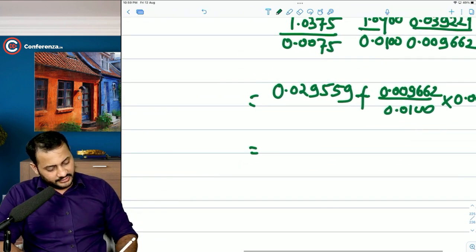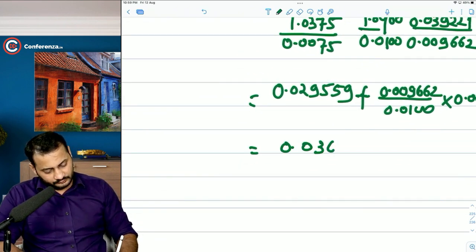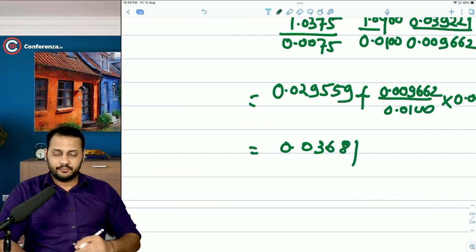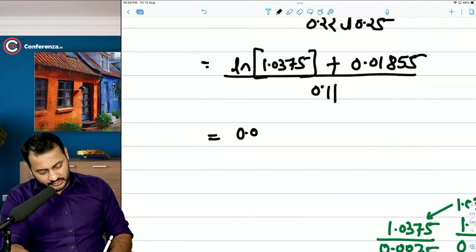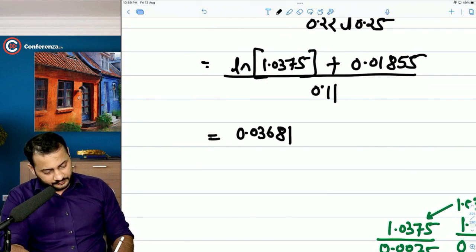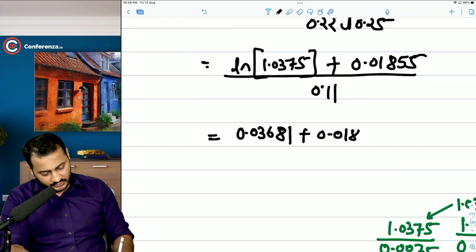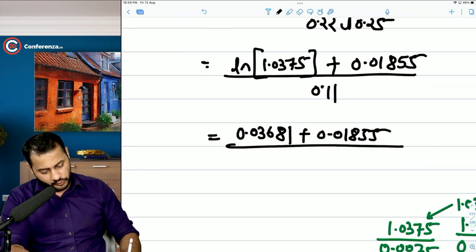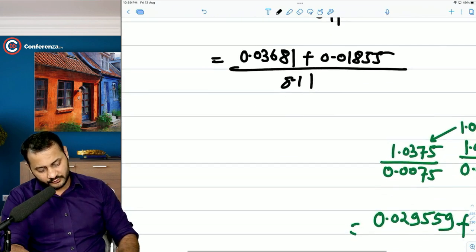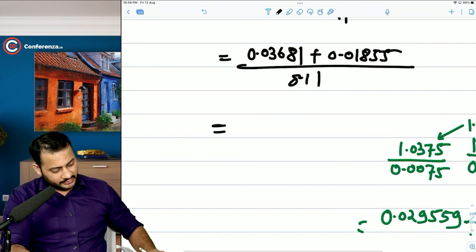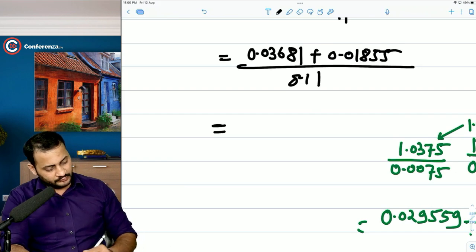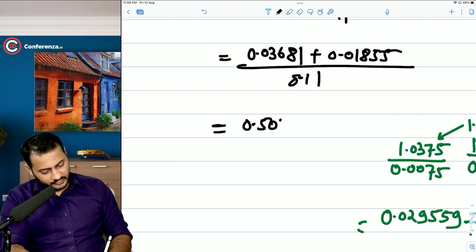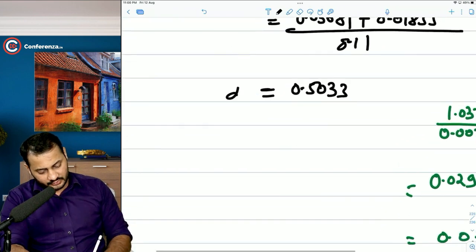0.03681. Okay, let's write down and solve the question. 0.03681 plus 0.01855 divided by 0.11. So we have D1 ready with us. That's 0.5033. So this is D1.